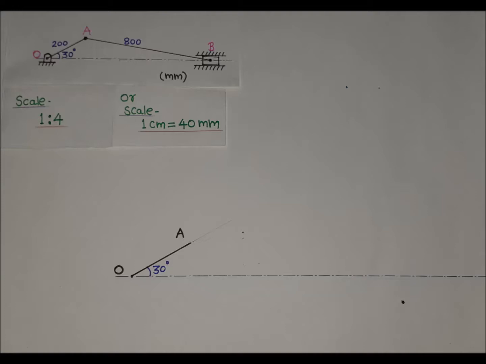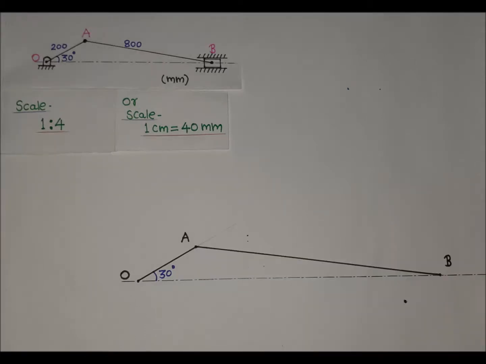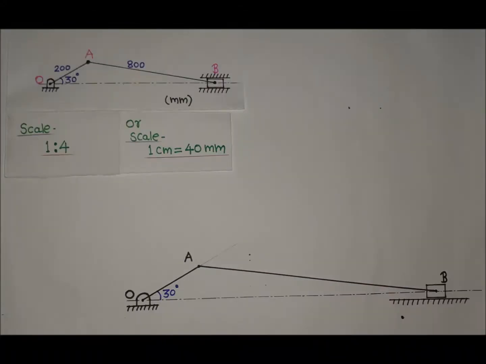Now to mark point B, in the compass take distance equal to 20 centimeter. As scale is 1 centimeter is equal to 40 mm, therefore AB will be equal to 20 centimeter. Draw an arc with center as A. That arc will intersect the line of action and that intersection point will be B. Now we will draw the fixed link and slider.